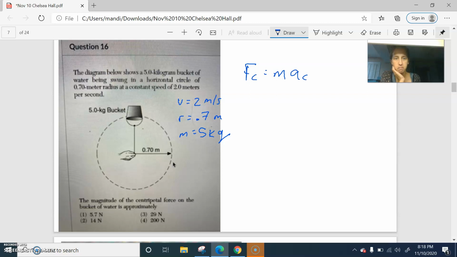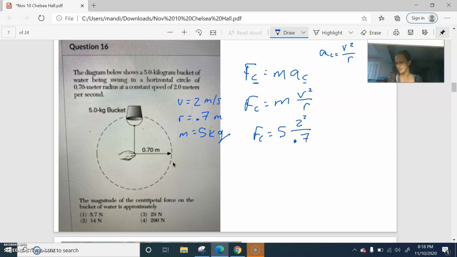F equals ma. Centripetal force equals ma c. Centripetal acceleration is v squared over r. So we can say this is m times v squared over r. So the mass is 5. The velocity is 2. Don't forget to square it. And the radius is 0.7.